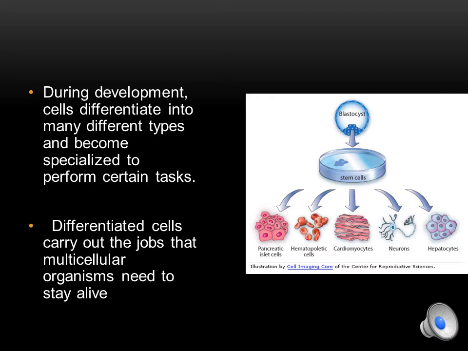So if you look at the picture that I have here, you have what's called a blastocyst. I'm going to talk about it in just a few minutes. And from the blastocyst you have what are called stem cells. And these stem cells develop into pancreatic cells, blood cells, nerve cells, and liver cells.